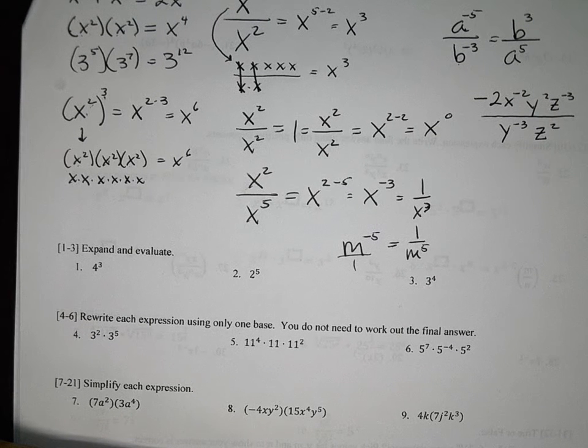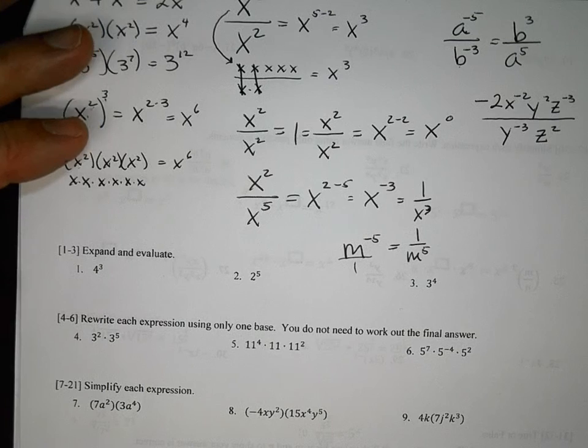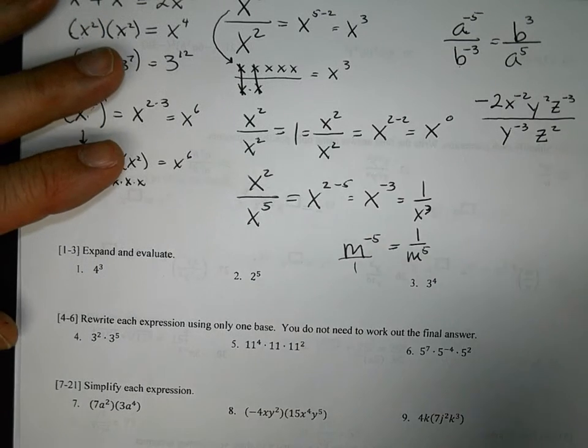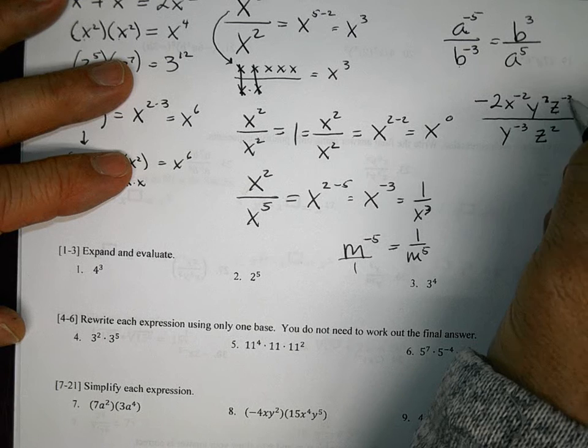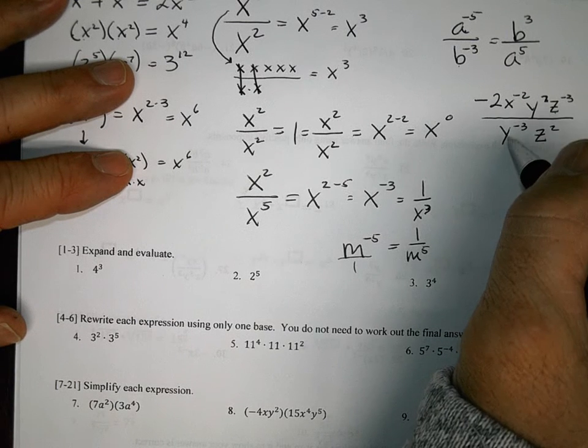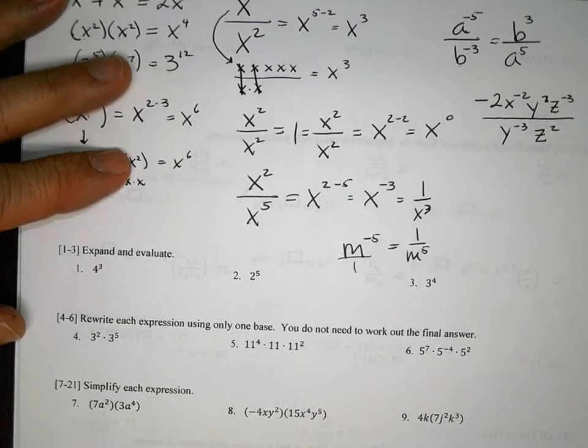Wait, it's negative 2x to the negative 2 power, and y is what? Y is to the second power. Z is to the negative 3 power. Down below, y is to the negative 3 power, and z is to the second power.